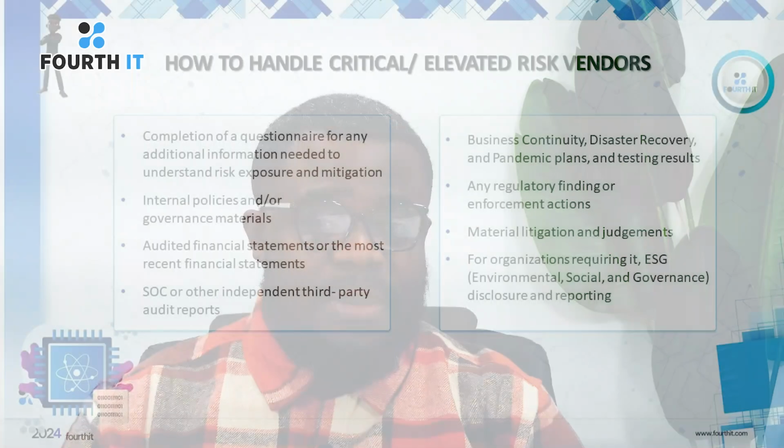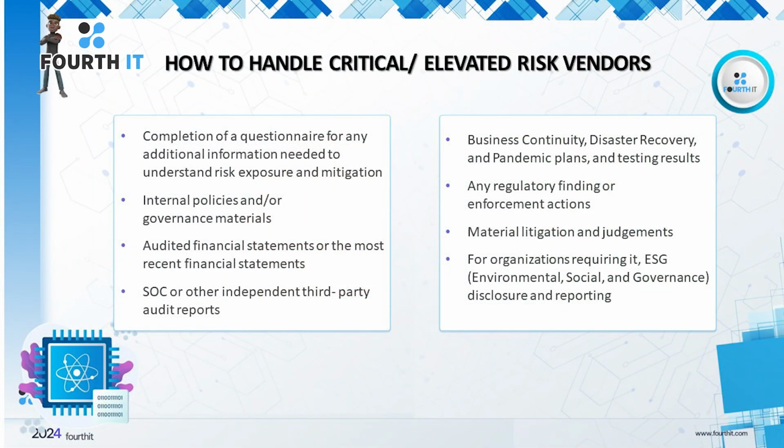Audited financial statements or the most recent financial statements are also required. You need to be able to get a SOC or an independent third-party audit report that is being done on them. Majority of the time, as a financial institution, we are taking SOC 1, and we mostly like the SOC 2 Type 2. As we go ahead, we have a class where we are going to talk about the various types of documents and the SOC. We're going to go into SOC 2 reports very shortly.